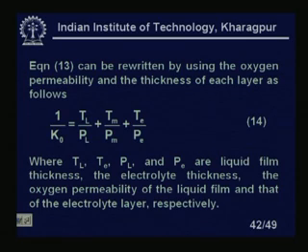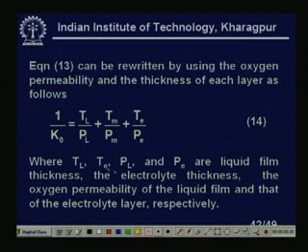where Tm we already defined as the thickness of the membrane, TL is the liquid film thickness, and Te is the electrolyte thickness. PL is the oxygen permeability of the liquid film only, and Pe is that of the electrolyte itself. Clear?